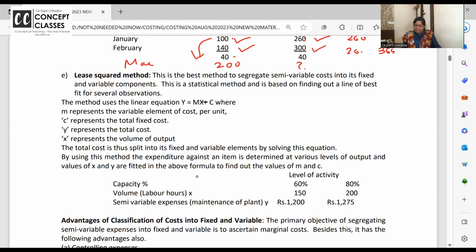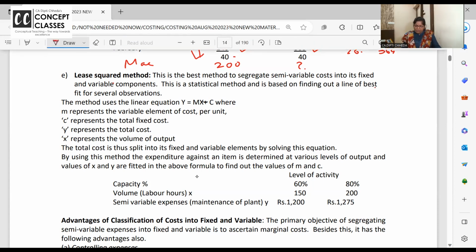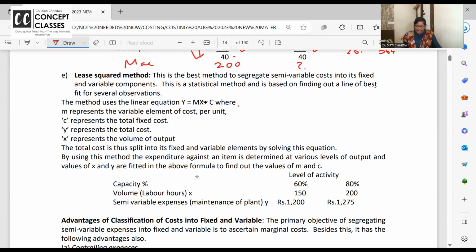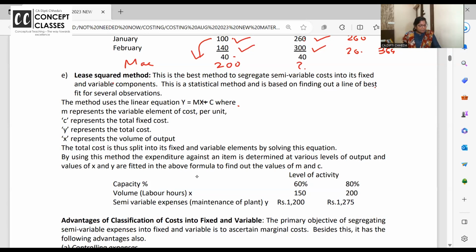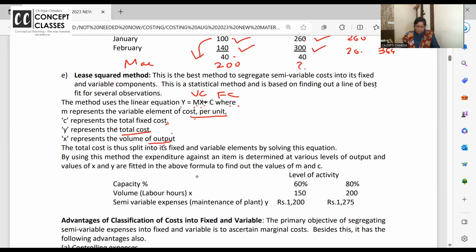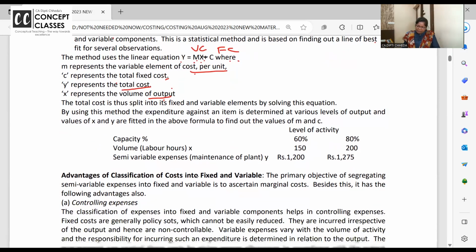Least square method is the best method to segregate semi-variable overhead into fixed and variable cost by using the equation y is equal to mx plus c, where m represents variable cost per unit. X represents number of units. C represents total fixed cost. This is the fixed cost, this is the variable cost. In variable cost, M is per unit, X is number of units and Y is your total cost. All clear? Then the total cost is thus split and you can make the equation.